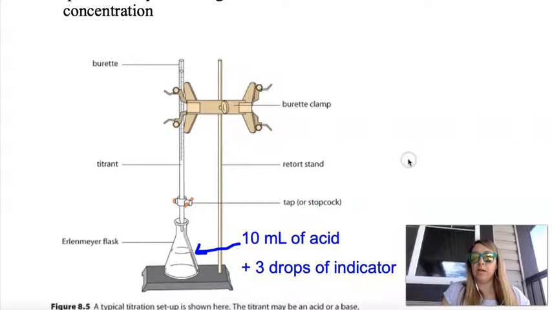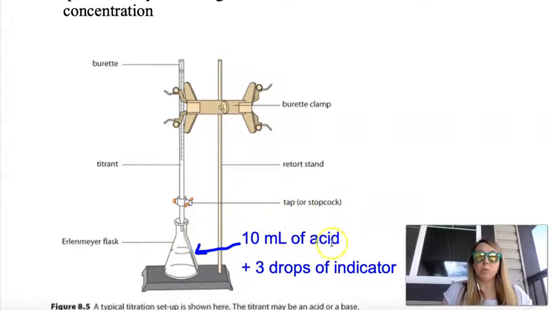The reason we're going to do that is we need to know when to stop adding base. If we don't know when to stop adding base, we're just going to keep adding and empty the entire burette and be like, okay, now what? Nothing happened. It's still a clear colorless solution. So we're going to add a little bit of indicator into this Erlenmeyer flask so that we can see a color change, okay? So pipette 10 ml of acid into the Erlenmeyer, you're adding 3 drops of indicator.